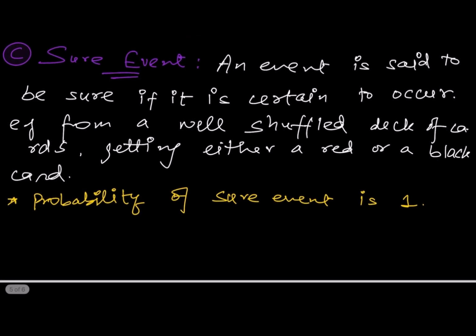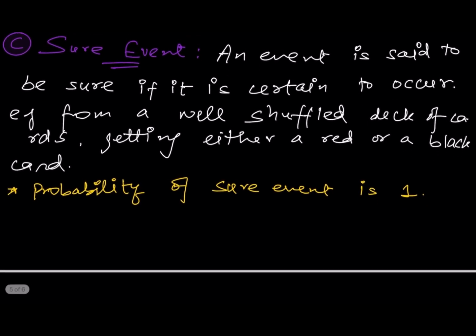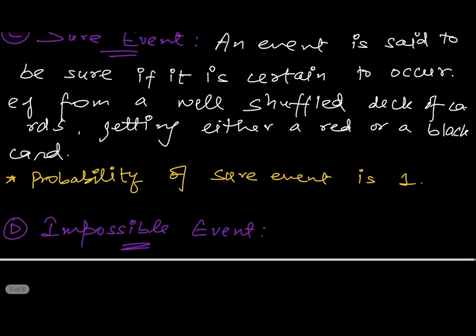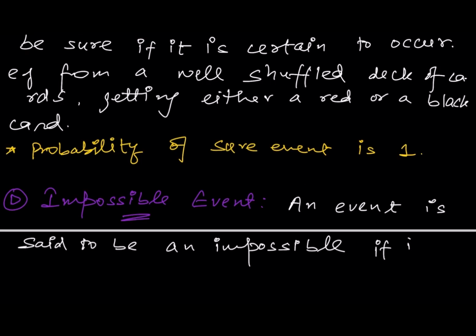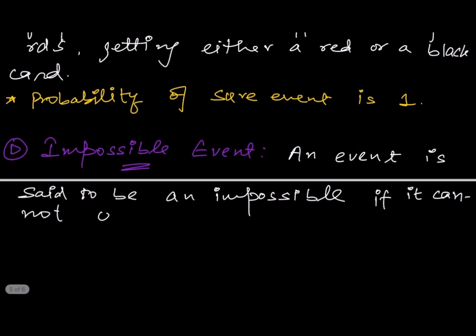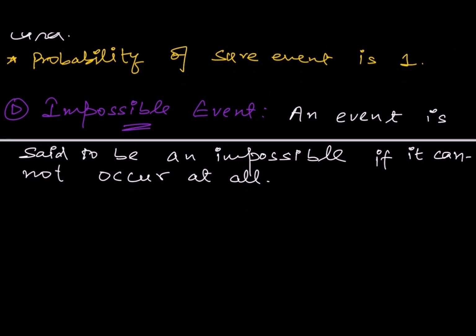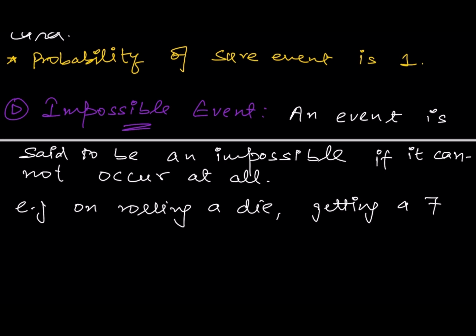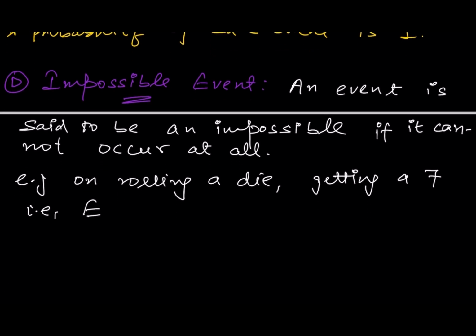Now let's come to type 4, which is impossible event. So an event is said to be impossible if it cannot occur at all. For example, on rolling a die, getting a 7. So we cannot have 7 at all, as a 6-faced fair die has only 1, 2, 3, 4, 5 and 6. So event E is a null set, right?